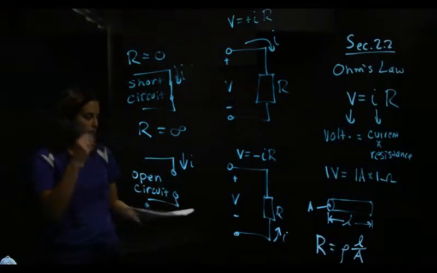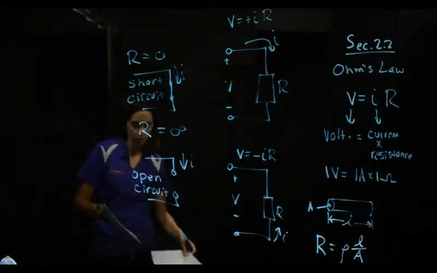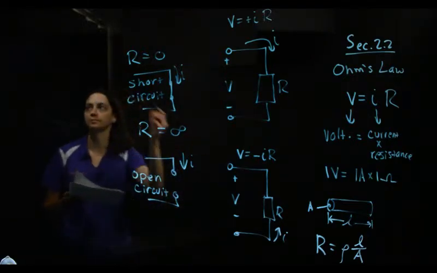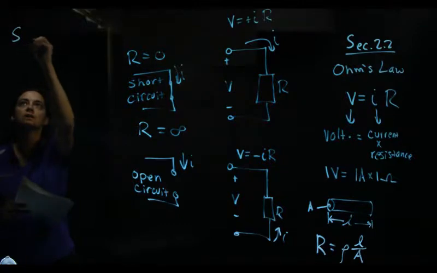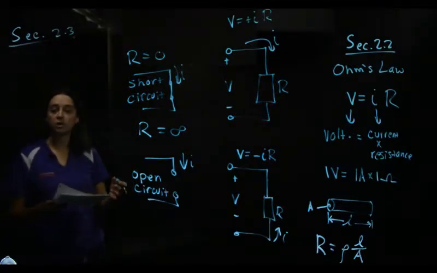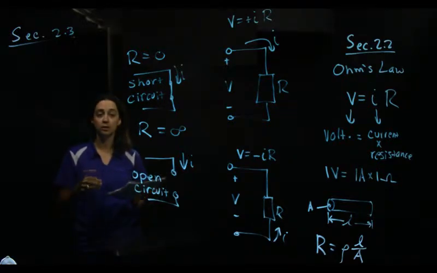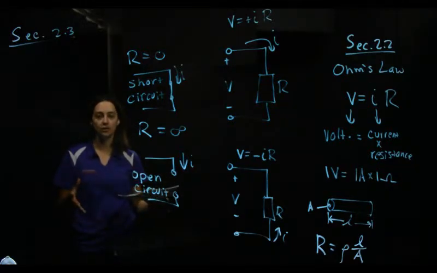So we'll work some example problems in a different video. And I want to look at section 2.3 real quick in this video as well. Section 2.3 is really just terminology. It's on nodes, branches, and loops. So a branch is a single circuit element. That means anything in your circuit.